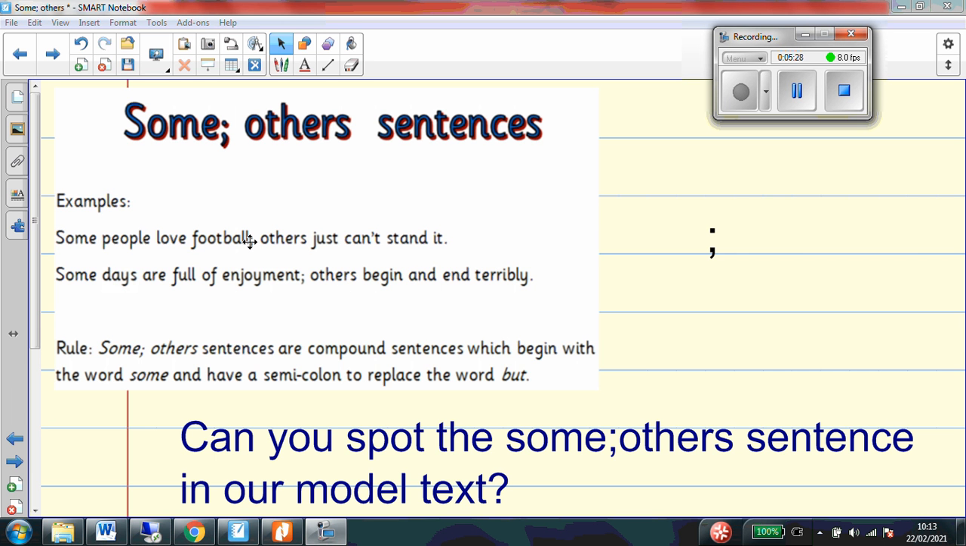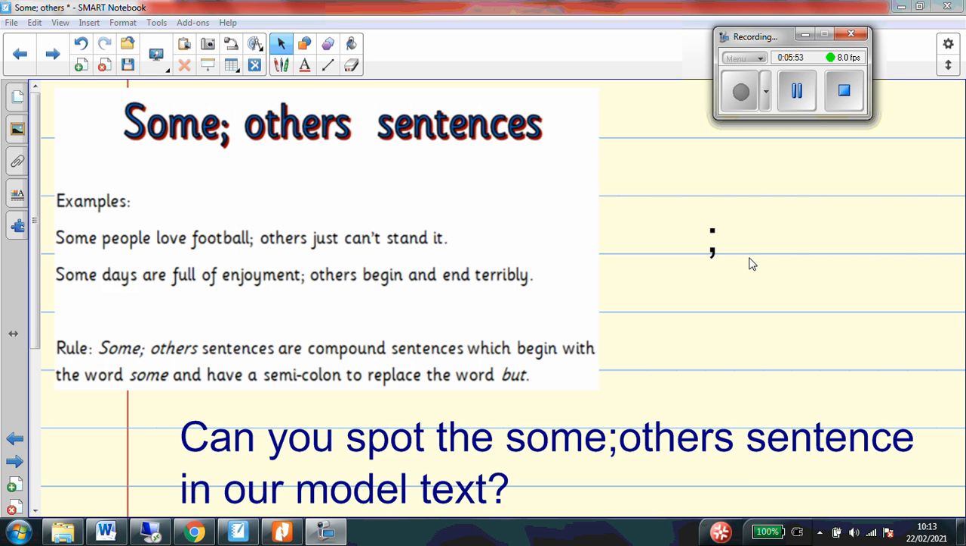So our semicolon here is used to replace the word but. So I could have said, some people love football, but others just can't stand it. Some days are full of enjoyment, but others begin and end terribly. But instead of using the word but, I have put this special punctuation in, my semicolon.